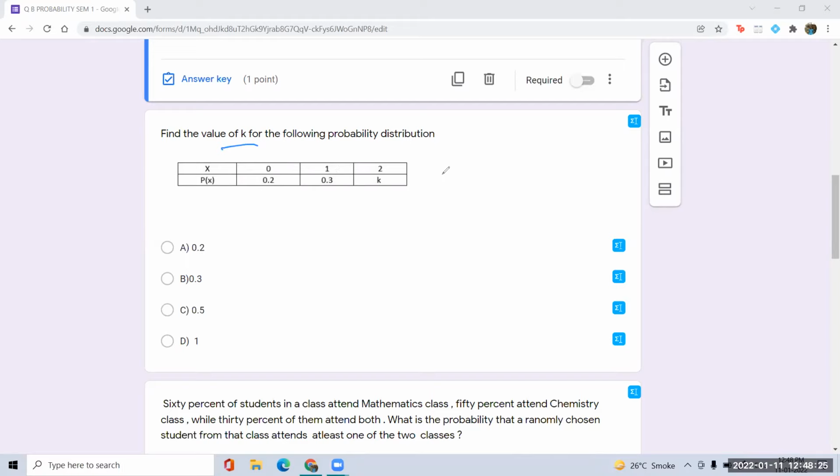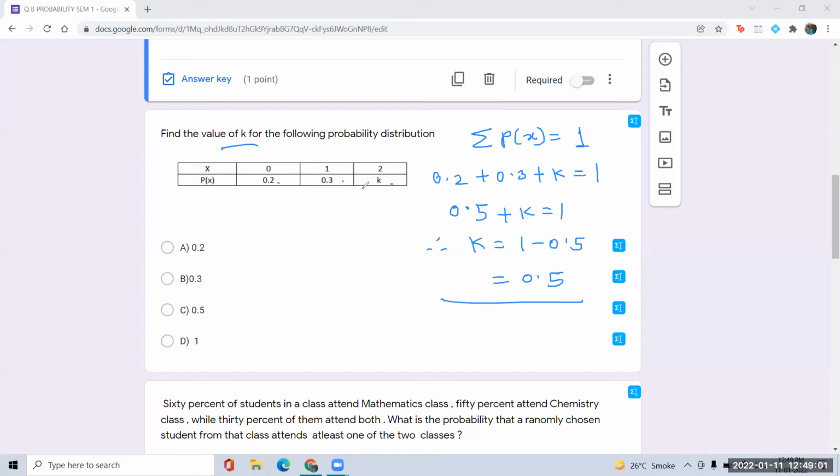This is most simplest example over here, provided you know the fact that sum of all the probabilities in a probability distribution function is 1. So the total of 0.2, 0.3, and K needs to be 1. Now, steps can be done like this: 0.2 plus 0.3 plus K is equal to 1. So I have 0.5 plus K is equal to 1, and therefore K is equal to 1 minus 0.5, which is 0.5. This is how you can simplify, but actually speaking, it's an oral example.